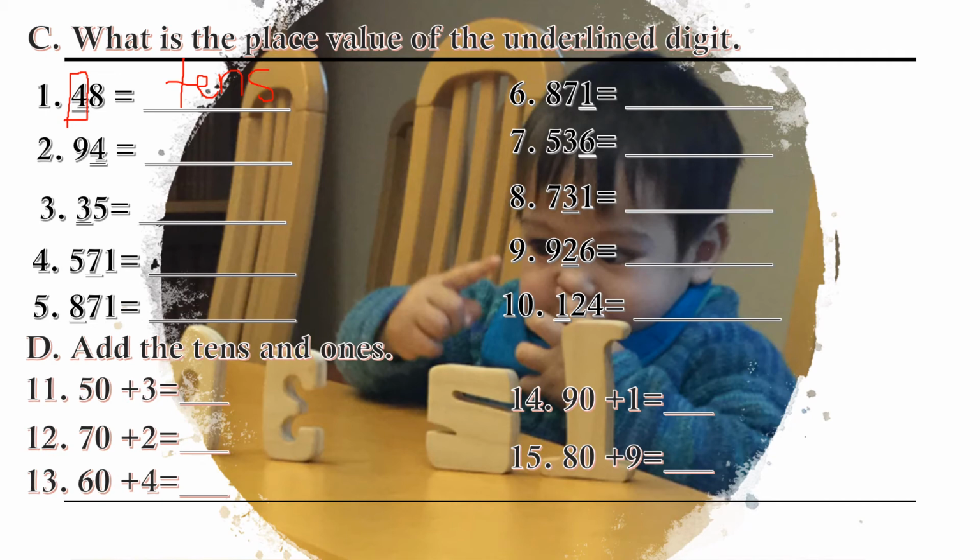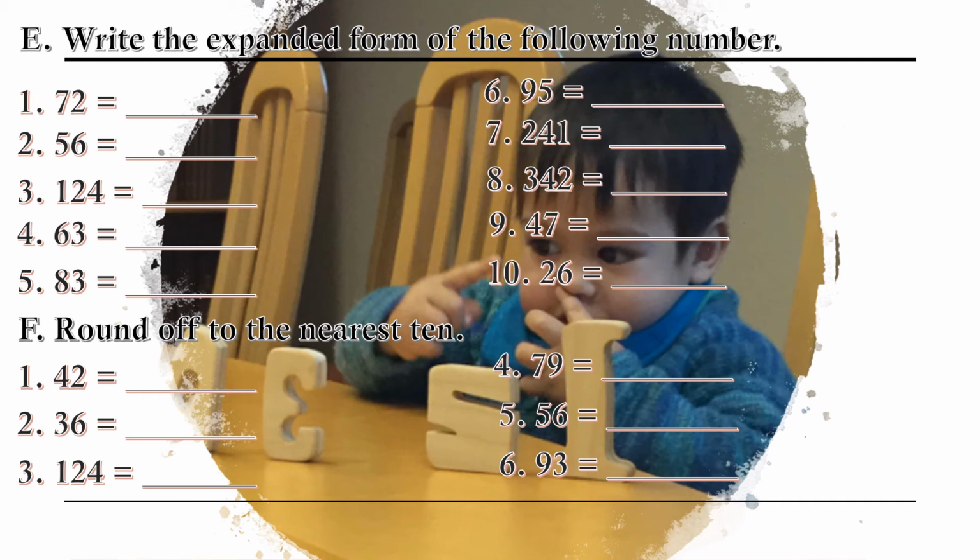Letter D, add the tens and ones. Can you do these exercises for me? Take your time when doing this one. I presume that everybody was finished. If not, just try to pause the video and continue what you're doing. Okay?